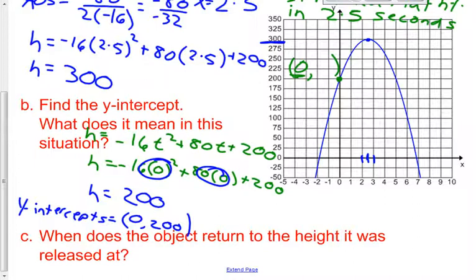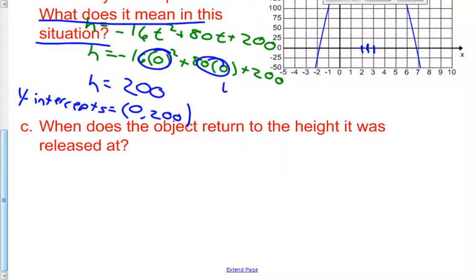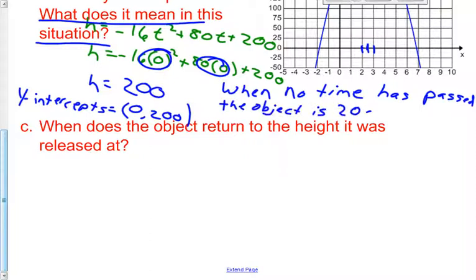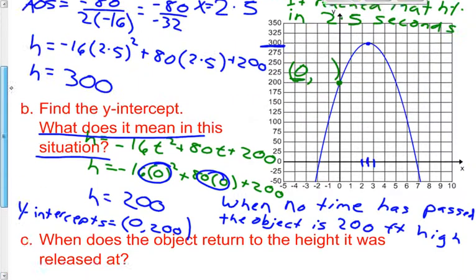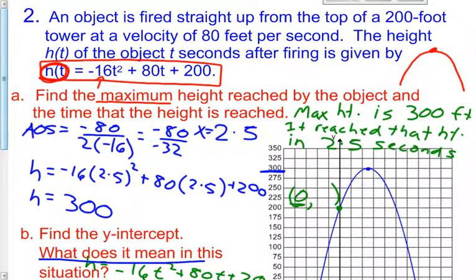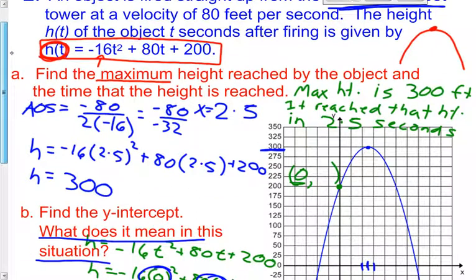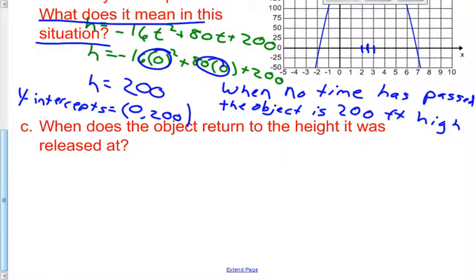What does it mean in this situation? When no time has passed, where's the object at? Or in our case, where's the t-shirt at? The object is 200 feet high. And why is that? Because our TC Bear is at the top of a 200-foot tower. So when no time had passed, he hadn't shot the gun yet, at 0 time, it is 200 feet high.